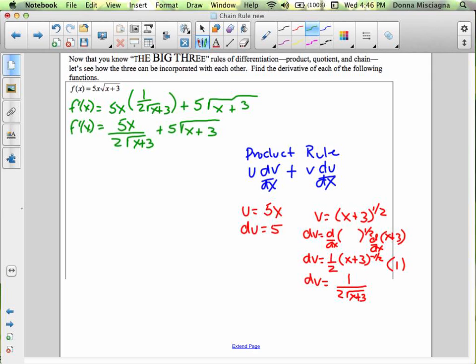So 5x divided by 2 square roots of x plus 3 plus 5 times the square root of x plus 3. I wouldn't worry about getting a common denominator. If this were a multiple choice test and you didn't see your answer, then maybe they got a common denominator and combined it as one fraction, but this is fine. All right, let's try the next one.